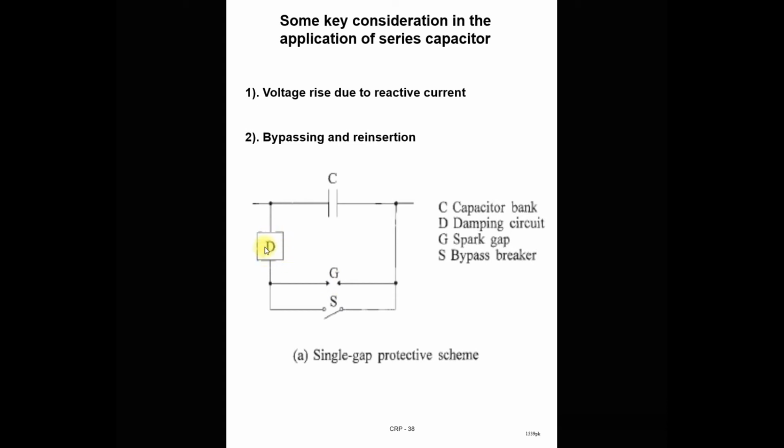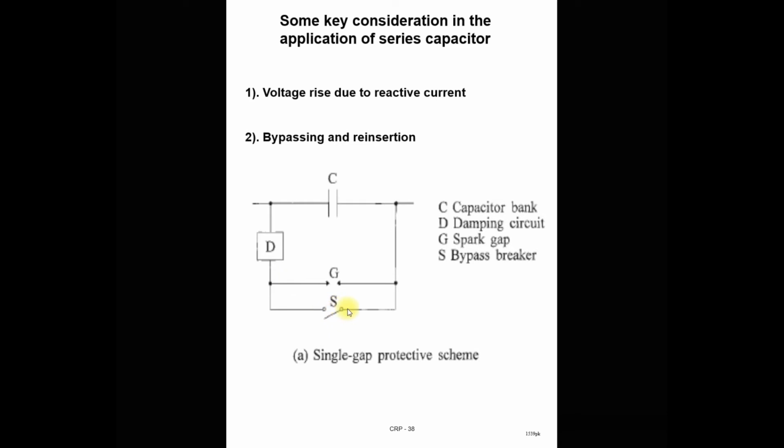What is the function of the damping circuit here? When this fault current is bypassed through this spark gap, at this time this capacitor is also discharged through this damping circuit. So the function of this damping circuit is to limit the discharging process of this capacitor. So the whole fault current is bypassed through this spark gap. And once the fault current is detected by this bypass breaker, the bypass breaker switch is closed. So again the current from the spark gap is diverted to this bypass breaker.